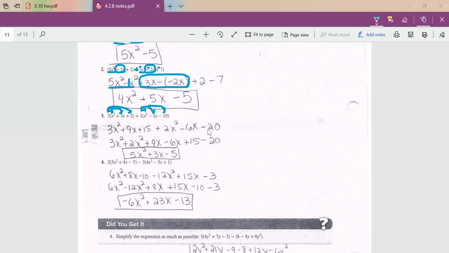Okay, now we're doing addition, so I just brought my like terms together. So 3x squared and 2x squared, they came together here. And then I have 9x and negative 6x are my next like terms. They came together right here. And then 15 and negative 20. And then combine the like terms and you get your final answer.